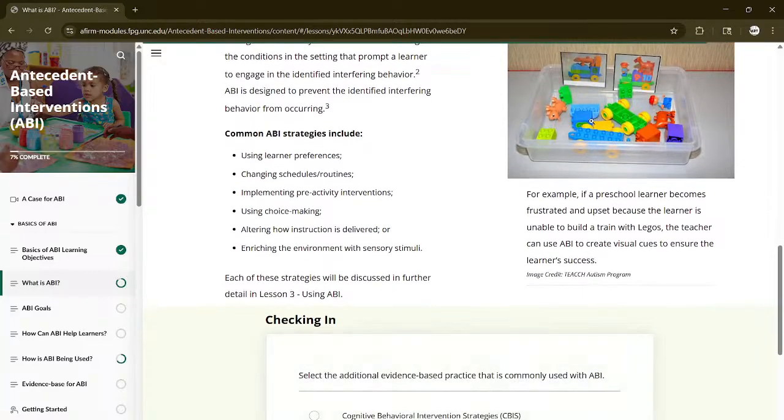Common ABI strategies include using learner preferences, changing schedules, routines, implementing pre-activity interventions, using choice making, altering how instruction is delivered, or enriching the environment with sensory stimuli. Each of these strategies will be discussed in further detail in Lesson 3, using ABI.